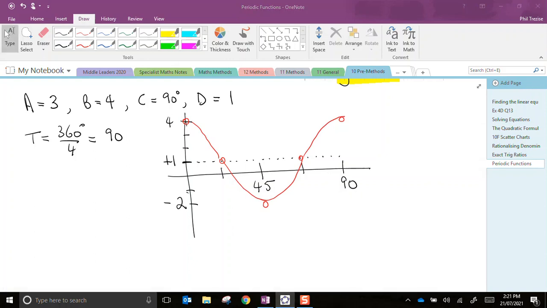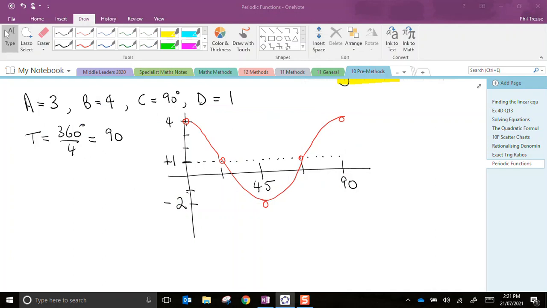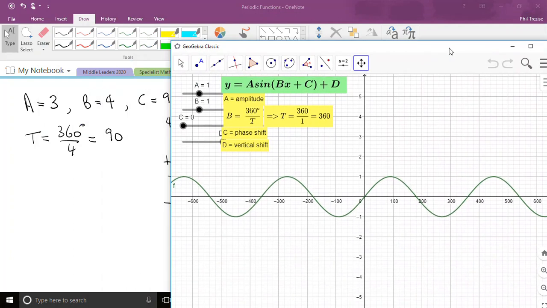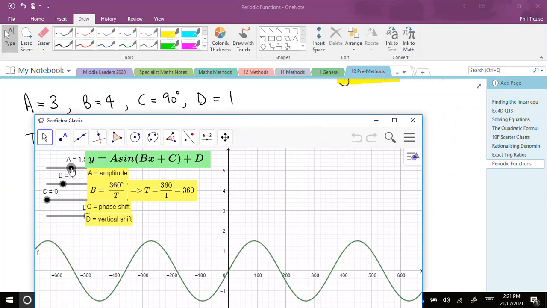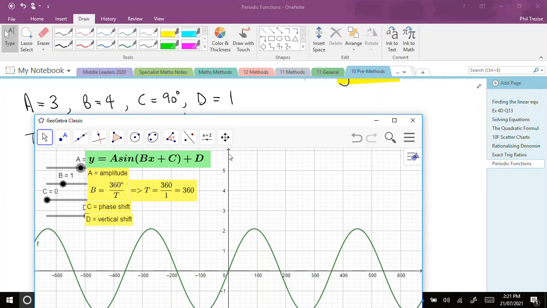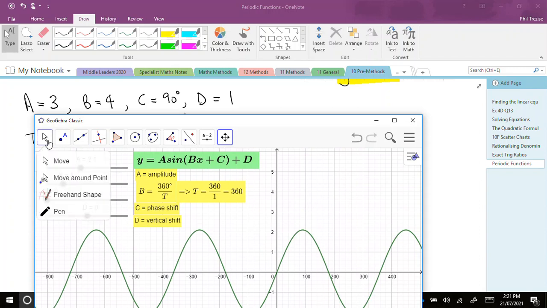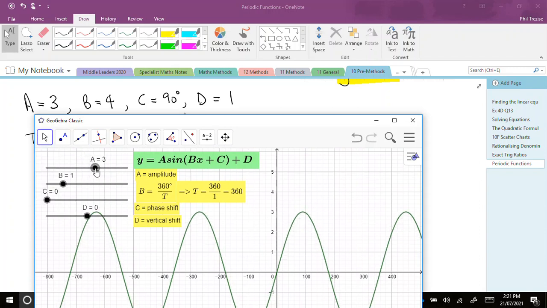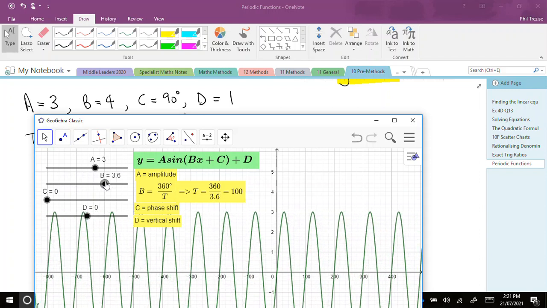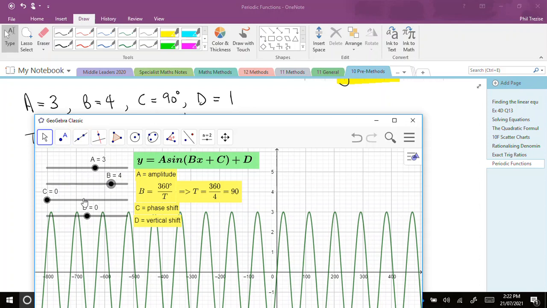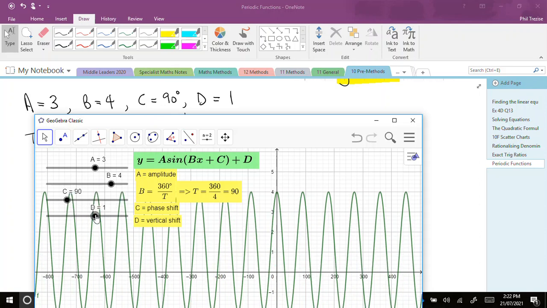Now I've got here a little GeoGebra that I made. It's a little bit too large at the moment, so let me just bring that on in here. Here it is. Now what I'll do is I'll set the values here in my GeoGebra. A equals, now I've lost control because I changed the size of it, didn't I? There we go. I need to make a equal to 3, b equal to 4, nearly there, c equal to 90, and d equal to +1.